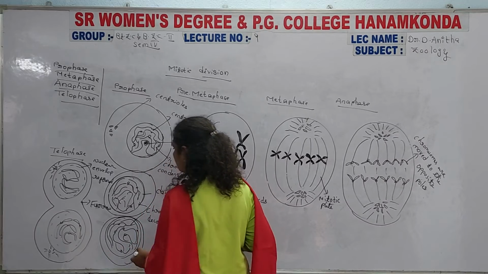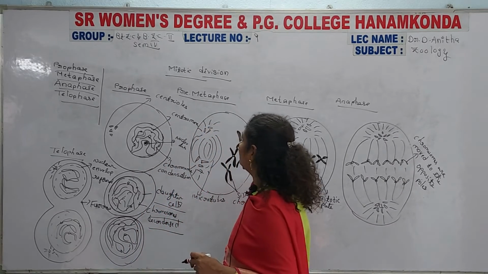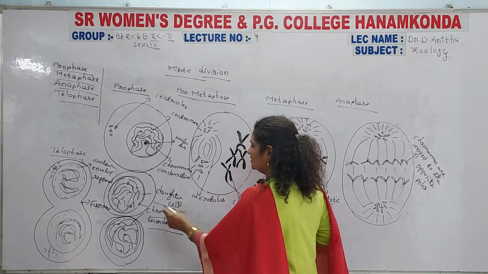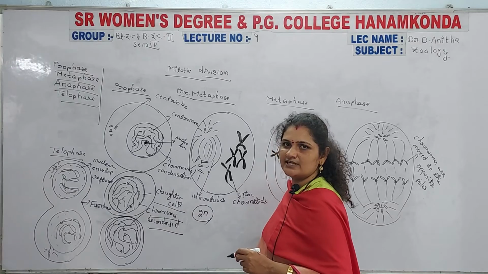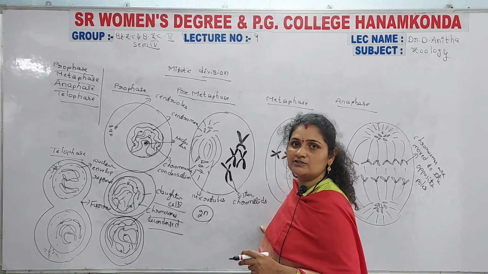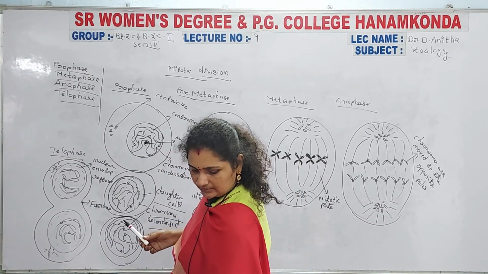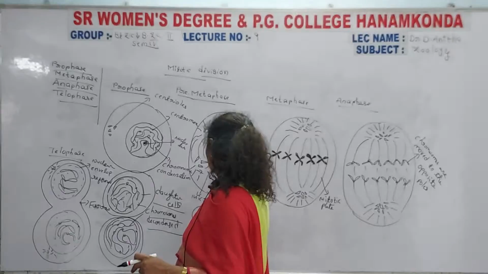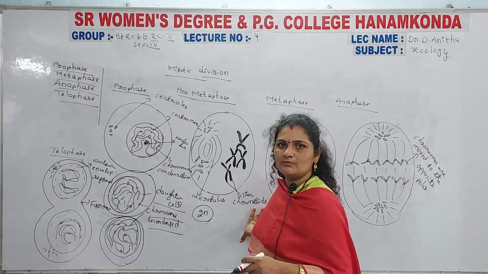Two individual daughter cells are formed at the end of mitotic division, and in these cells the chromosomes are in 2n condition. So there are no changes in the chromosome number. This mitotic division takes place mainly in autosomes. Autosomes are the body parts.